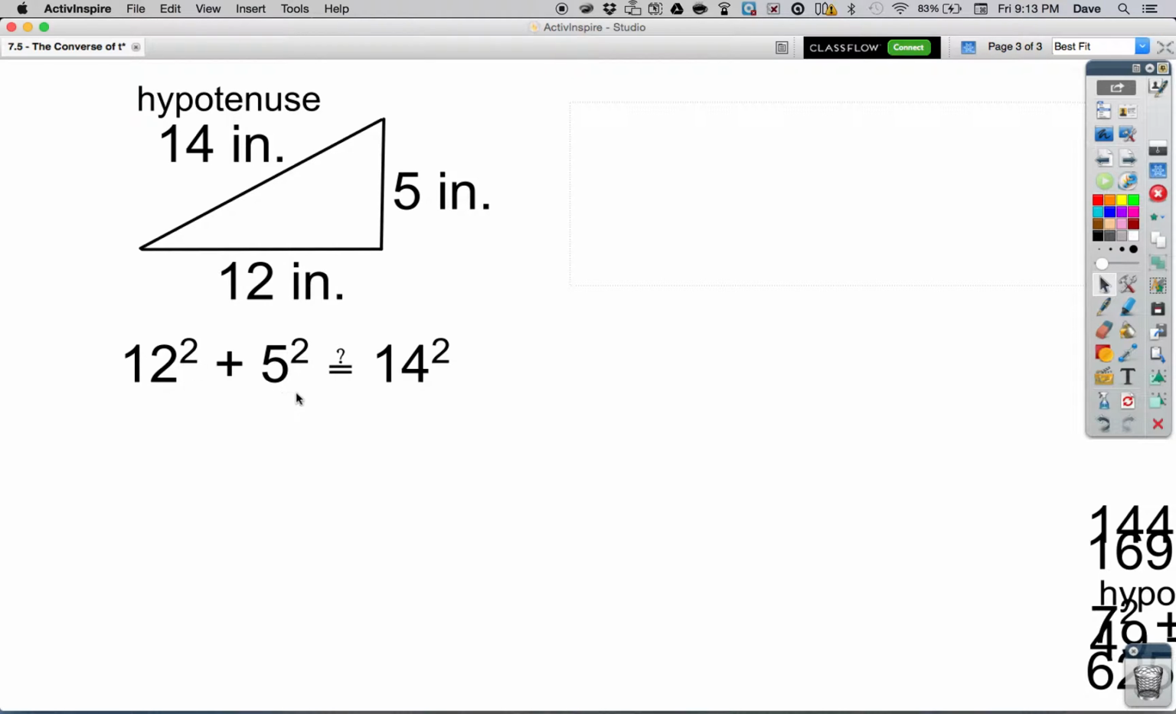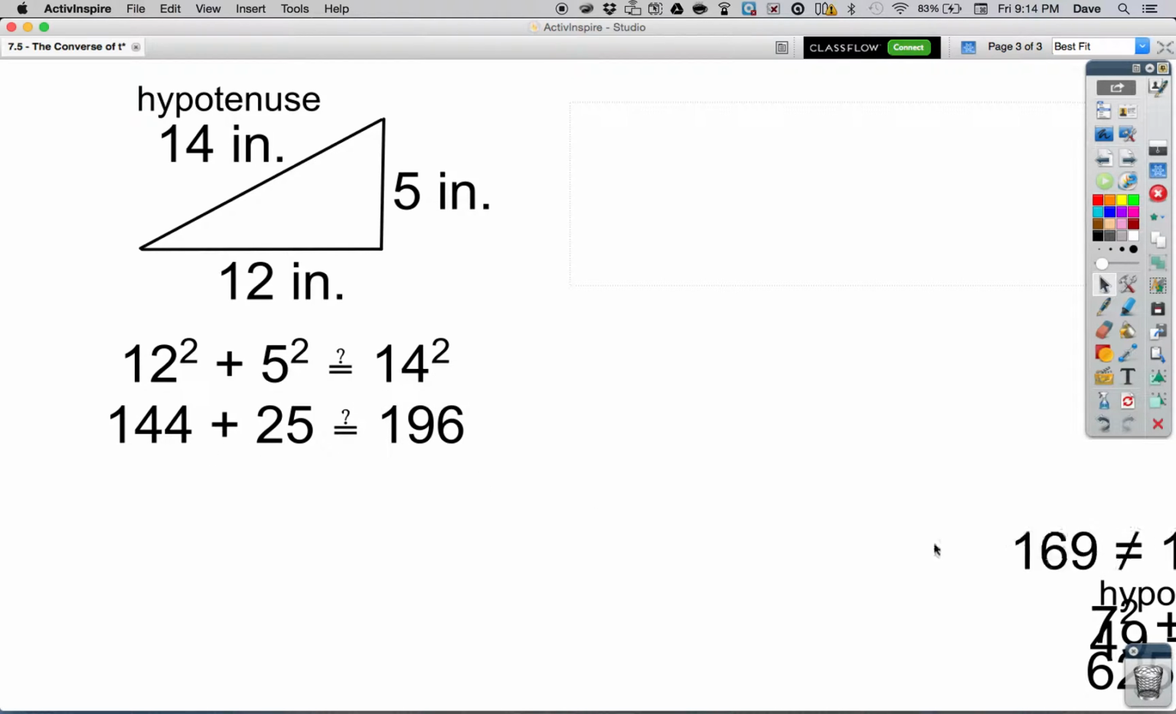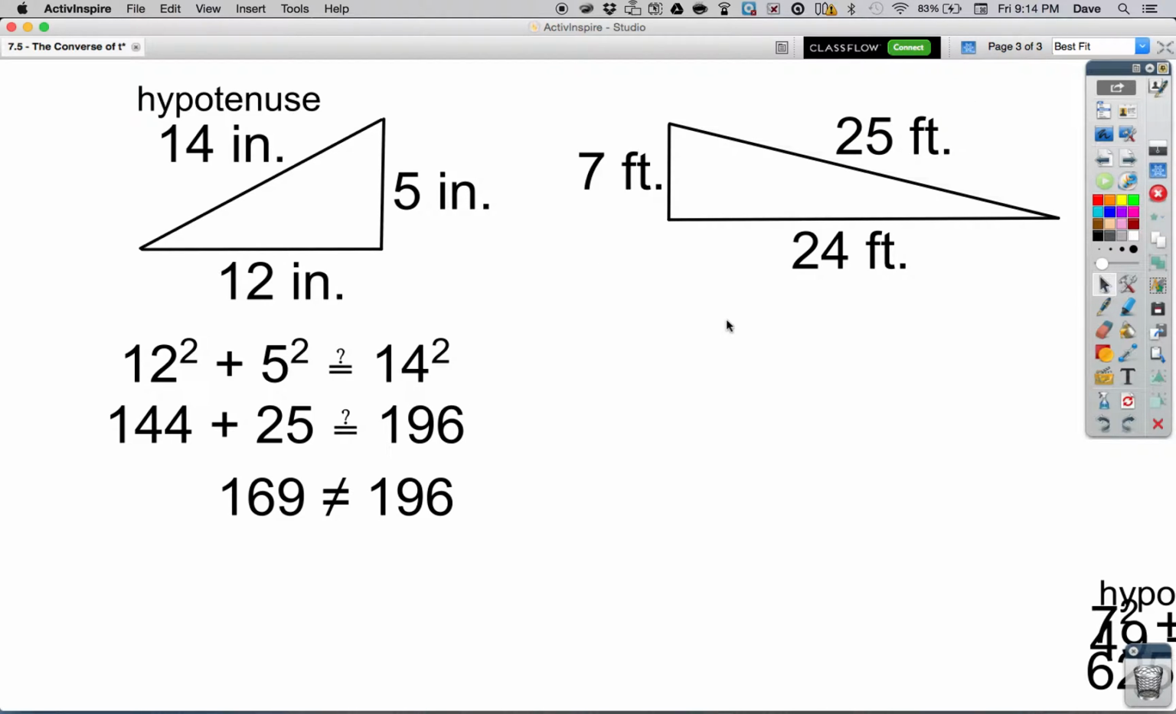12 squared plus 5 squared equals 14 squared, or I should say, does it equal 14 squared? We do the math. 12 squared is 144, 5 squared is 25, 14 squared turns out to be 196. 144 plus 25 does not turn out to be 196. 169 does not equal 196, so once again, this is not a right triangle, and this is not a right angle right here. Alright, let's take a look at one last one.